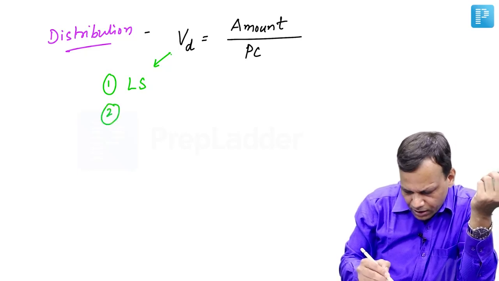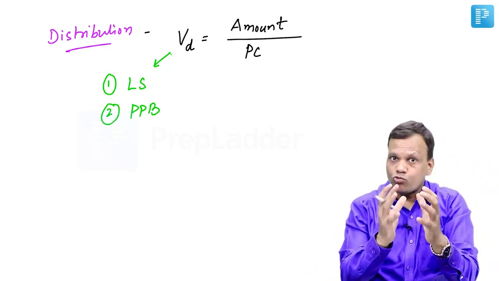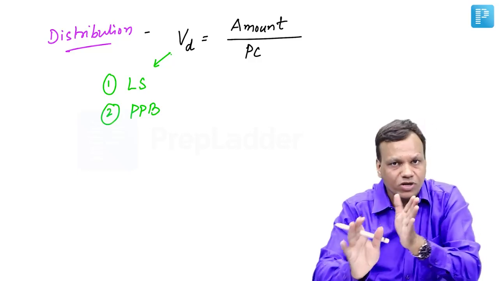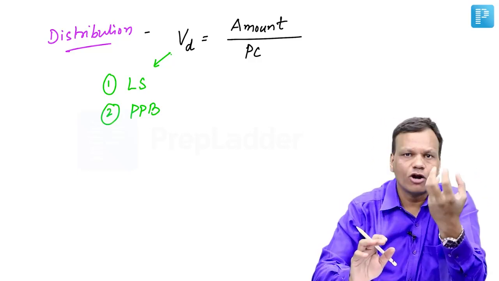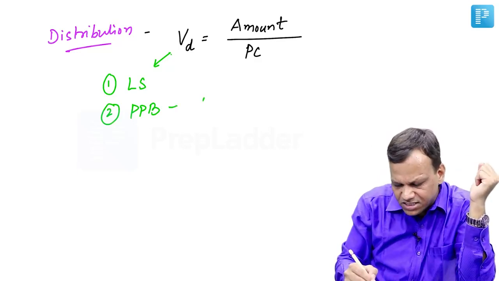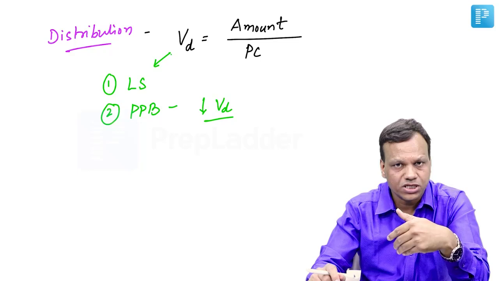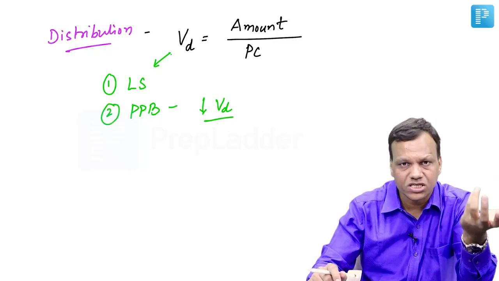Second, it depends upon plasma protein binding. If a drug is bound to proteins in the plasma, remember proteins cannot cross the membranes. The drug will not be able to cross the membrane, so it will stay in the plasma. That will decrease the volume of distribution. So more plasma protein binding means less distribution. Less plasma protein binding means more distribution.